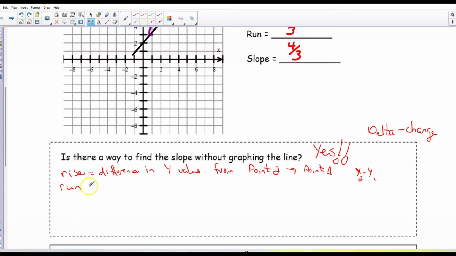And run is the difference in x value from point 2 to point 1.